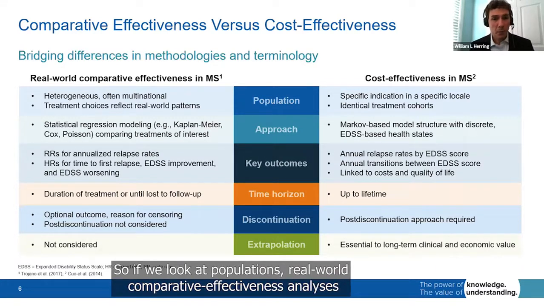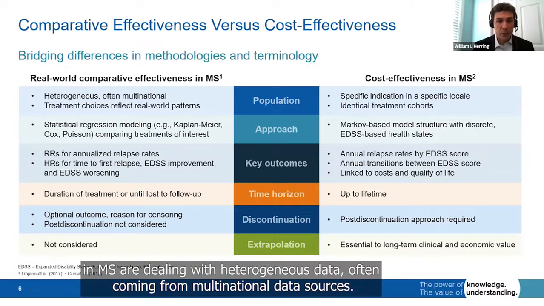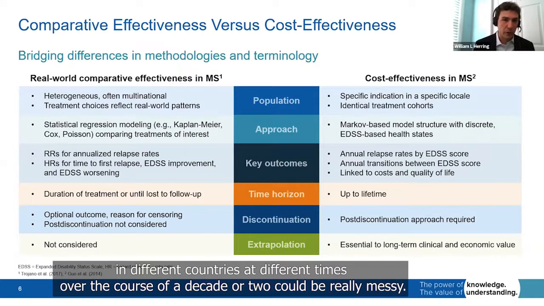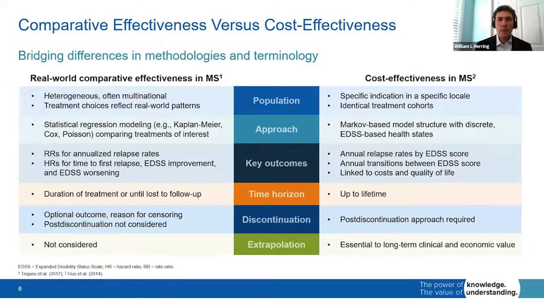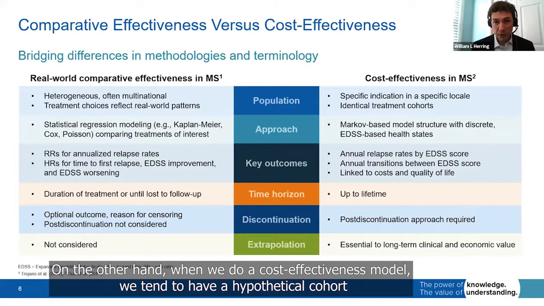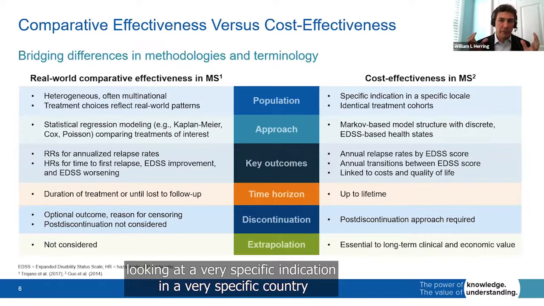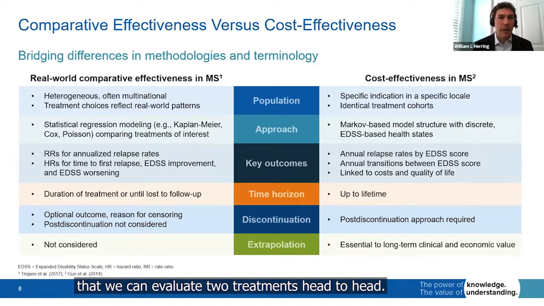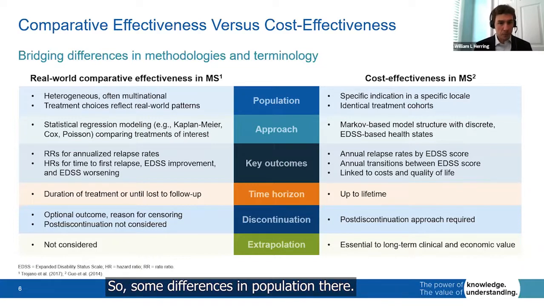If we look at populations, real-world comparative effectiveness analyses in MS are dealing with heterogeneous data, often coming from multinational data sources. The treatment choices reflect real-world treatment patterns, with different treatments coming to market in different countries at different times over the course of a decade or 2. It can be really messy. On the other hand, when we do a cost-effectiveness model, we tend to have a hypothetical cohort looking at a very specific indication in a very specific country, where we can evaluate 2 treatments head-to-head. So there are some differences in population there.